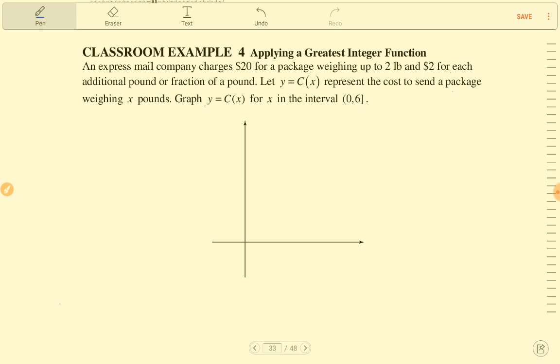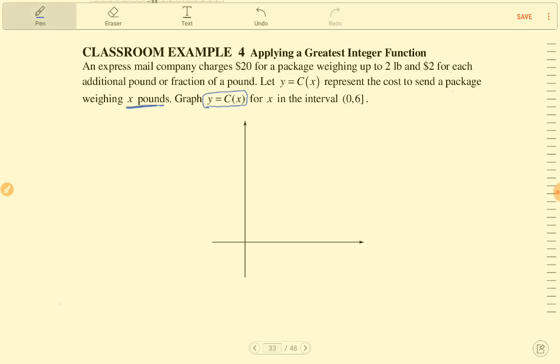So what we see here is that y is expressed with function notation, the function c, which is a function of inputs of x. We know that x is going to represent pounds. And since we can have a package just any amount over 0 pounds, because obviously we're not going to send a package that weighs absolutely nothing, but it might be just a little bit over 0 pounds, but still less than 1 pound, or all the way up to 6 pounds we're allowing here. So notice that we don't include 0, but we are going all the way up to 6 pounds.